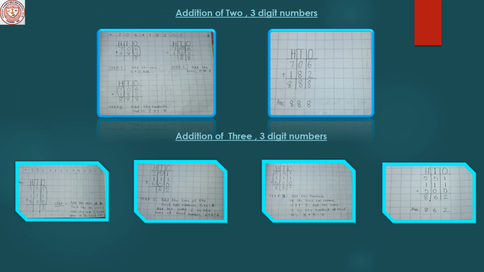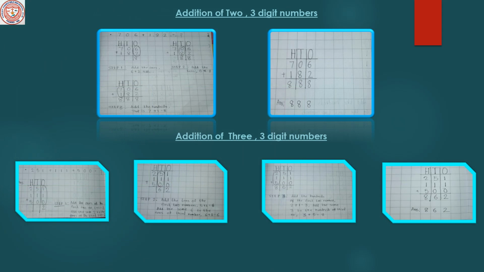Step number 2. Add the tens, that is 0 plus 8, and the answer will be what? You all know that. The answer will be 8. Very good. Okay, and step number 3. Add the hundreds, and that is 7 plus 1 is equal to 8.